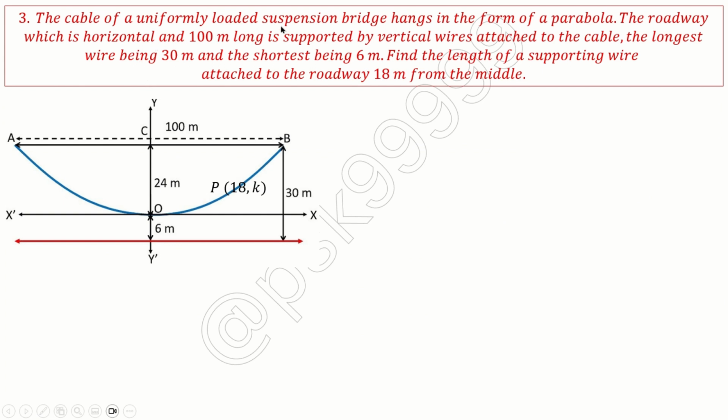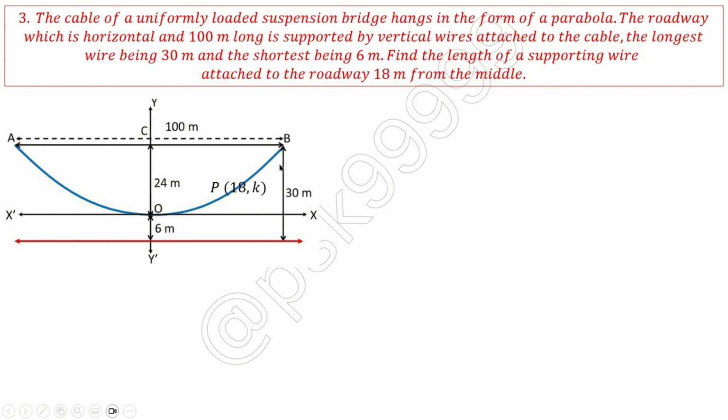A cable of a uniformly loaded suspension bridge hangs in the form of a parabola. The roadway, which is horizontal and 100 meters long, is supported by vertical wires attached to the cable, the longest wire being 30 meters and the shortest being 6 meters. Longest is here, 30 meters, shortest is here, 6 meters. This is supporting the cable here. The cable is bent like a parabola, and AB is 100 meters.